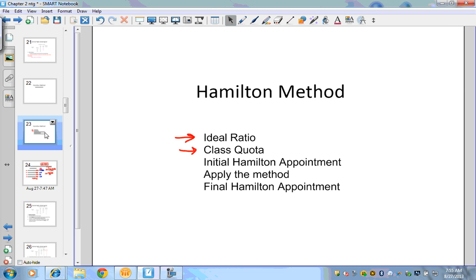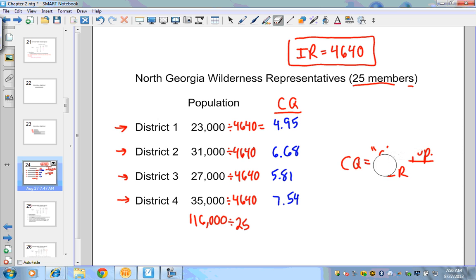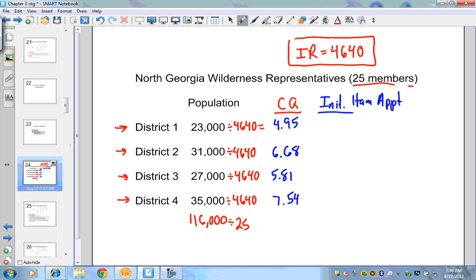The next step is the initial Hamilton appointment. The initial Hamilton appointment is what would be the initial results, meaning the first findings, if we just went off of this information here. Now I'm going to clean this up a little bit because hopefully you already have this in your notes. So I'm going to create a new column, and it is the initial Hamilton appointment. And I am abbreviating for space here.